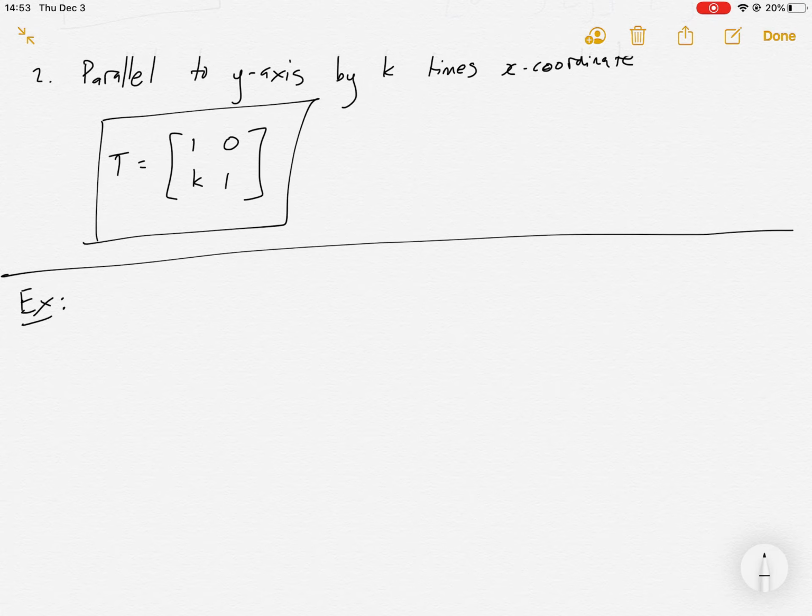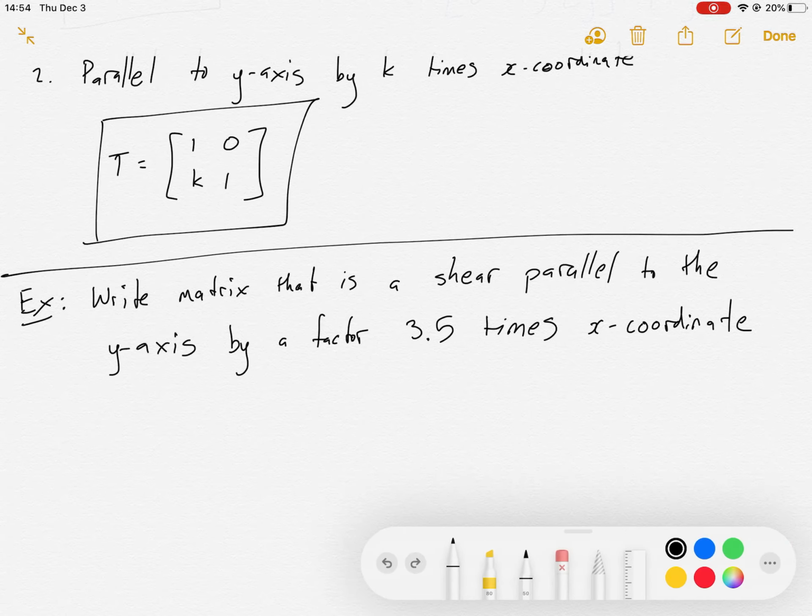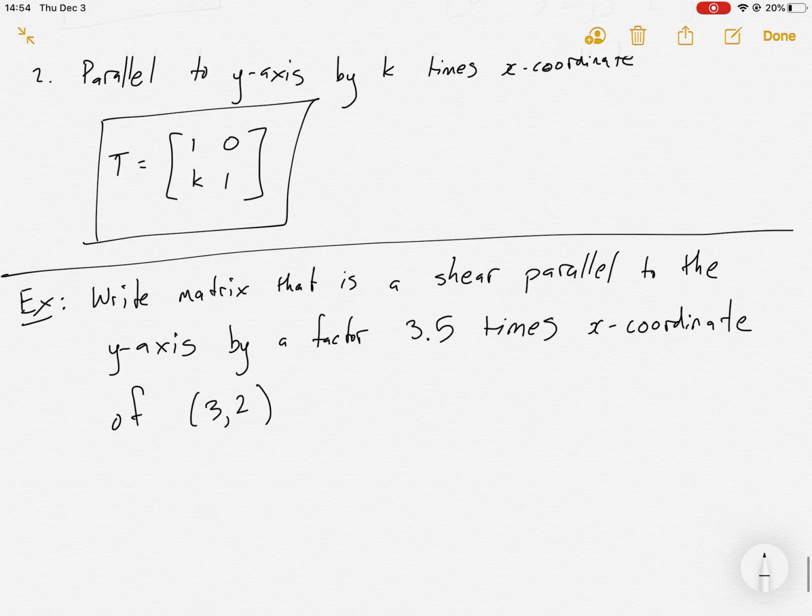So let's say, let's write the matrix that is a shear parallel to the y-axis, and I'll say by a factor of 3.5 times the x coordinate of a certain point. Let's go back to the one we've been using, 3, 2.